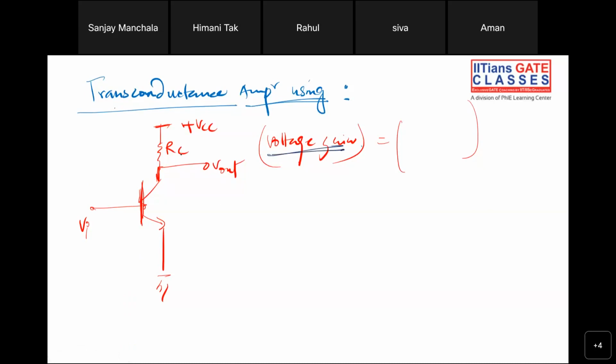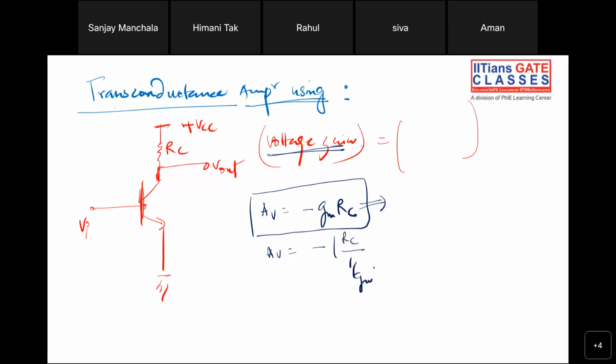If you look very closely, as Bipro has told us, the voltage gain of this amplifier will be minus GM times RC, right? This is the end of the story for you. In the GATE exam, if you are preparing, or in the BTech, this is the end of the story. But I will take this gain further. How am I going to write this gain? RC by 1 by GM. You know the gain is minus GM RC, but I'm going to write it like this.